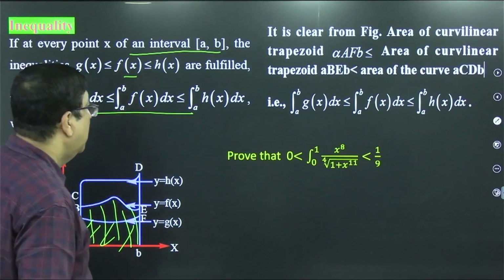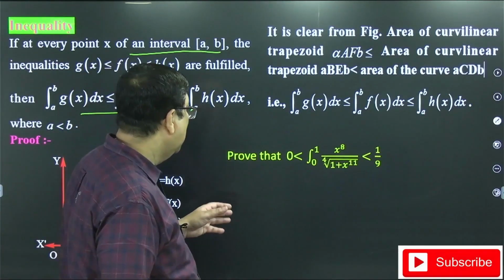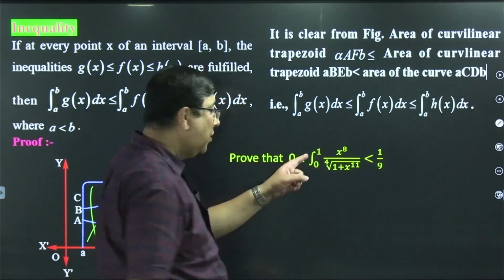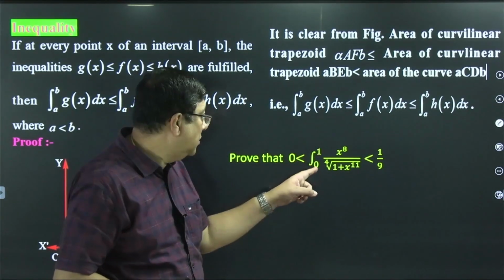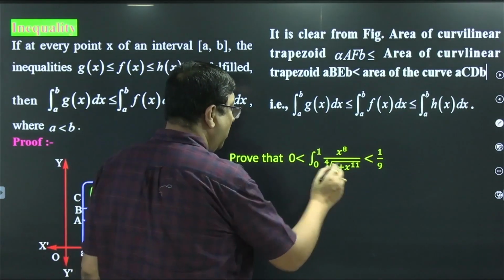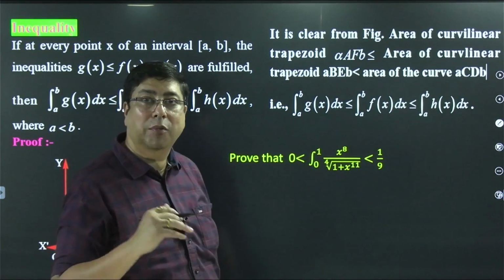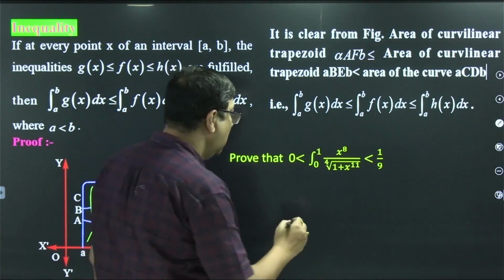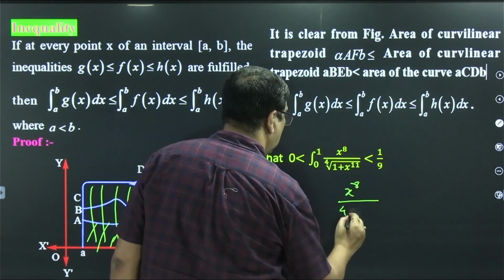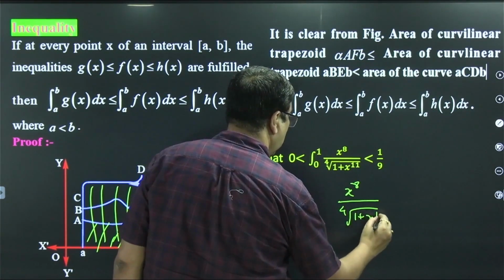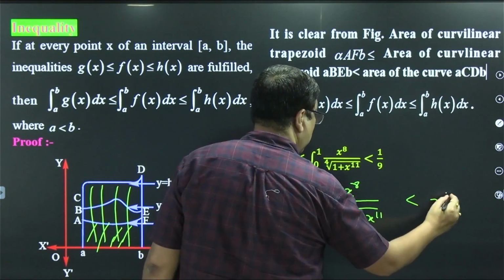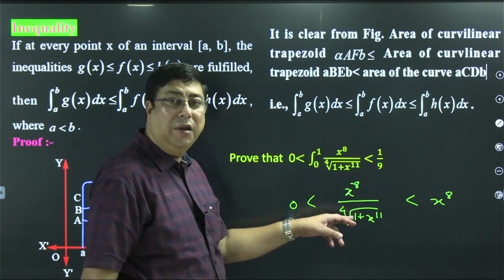Okay. So let us solve this sum using the property. In this sum, x lying between 0 and 1. Remember here, this is the lower limit, upper limit. And the denominator, whatever root or whatever there, is a positive quantity. Therefore, in this case, we can write x to the power 8 by 4th root of 1 plus x to the power 11 must be greater than 0 and less than x to the power 8, because some positive quantity is being divided.